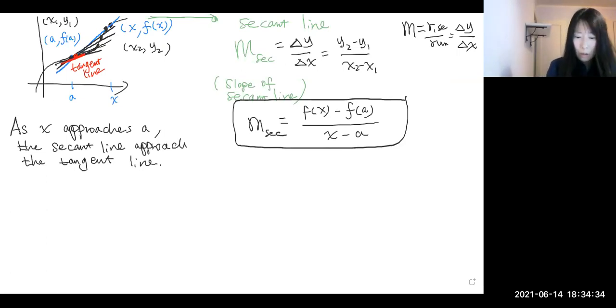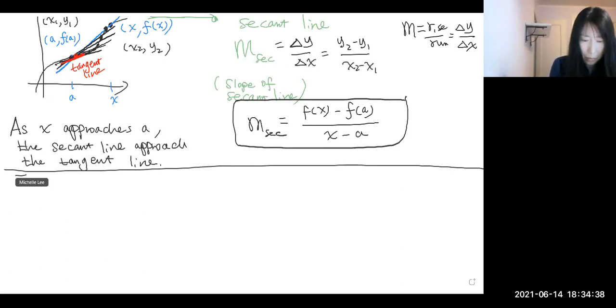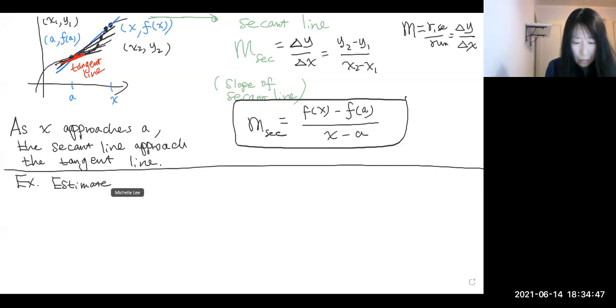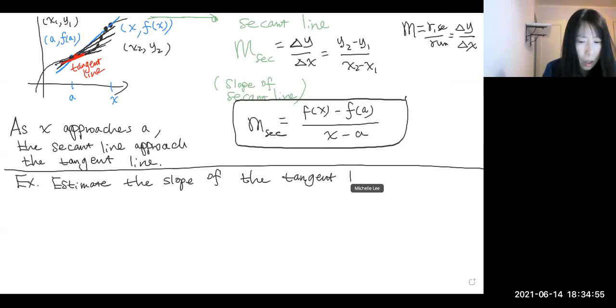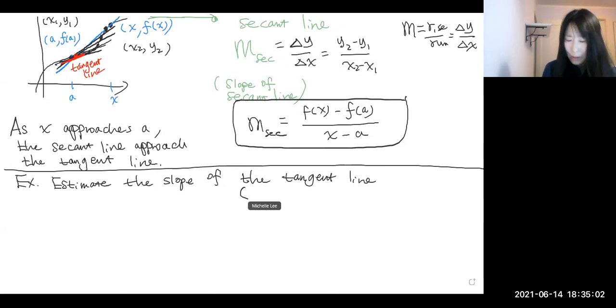All right, so let us do these. Estimate the slope of the tangent line. Okay. Look, they say that parenthesis is the rate of change.